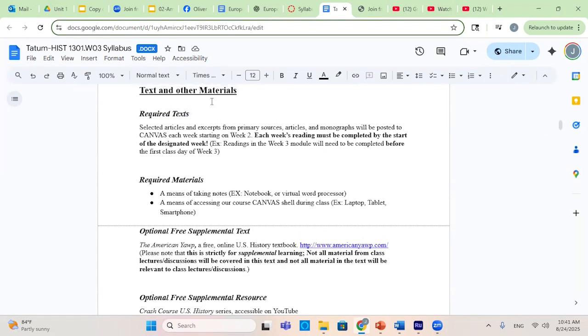In terms of required materials and text, you do not need to purchase any textbooks for this class.